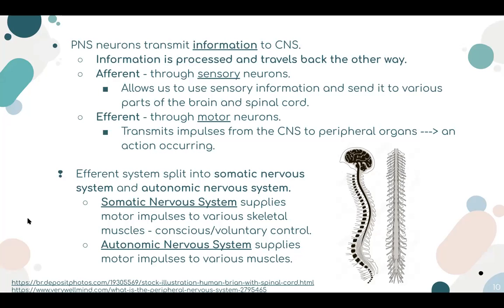Now, the efferent system is split into two other portions, such as the somatic nervous system and autonomic nervous system. Like I covered earlier, the somatic nervous system has to do with conscious control, and it supplies motor impulses to the various skeletal muscles, like I said, conscious control. And then the autonomic nervous system is unconscious or involuntary control, and it supplies motor impulses to the various muscles.